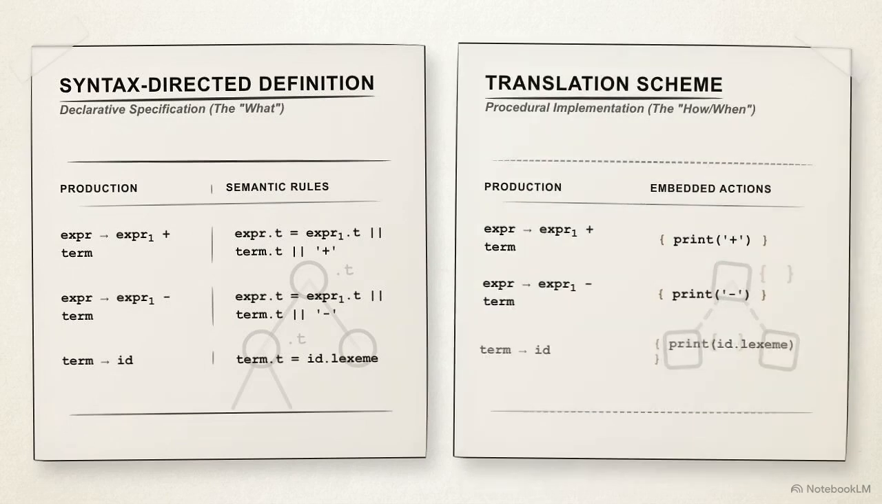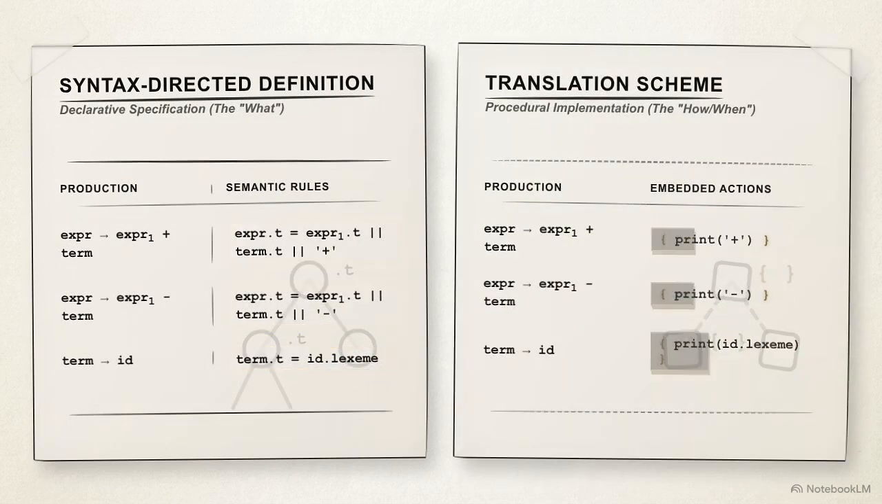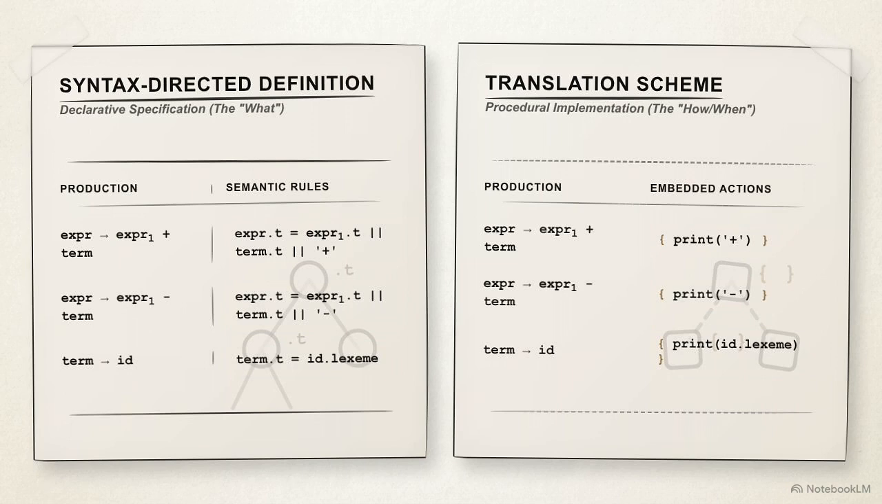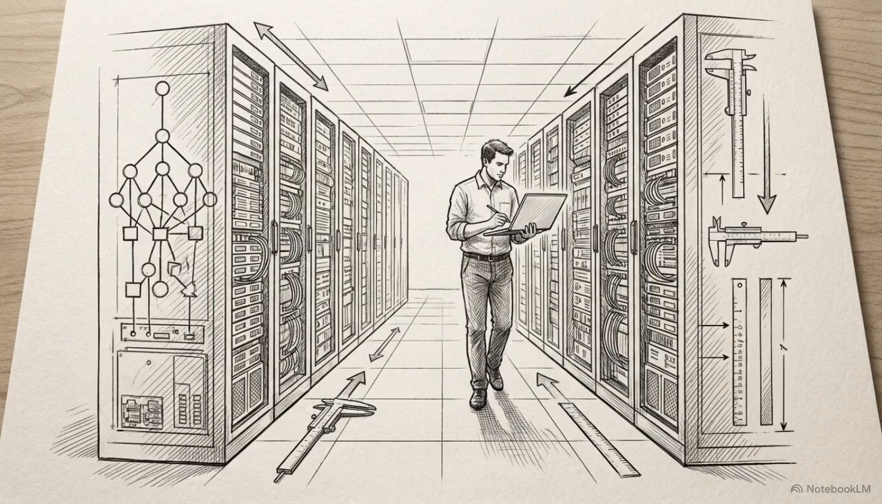This split screen contrasts two frameworks, the syntax-directed definition on the left and the translation scheme on the right. The SDD is the declarative specification, outlining what the rules are. The SDT is the procedural implementation, dictating how and when those rules execute. This decoupling is critical for compiler engineers. It allows them to design the logic of a language independently from the memory constraints of the machine compiling it.